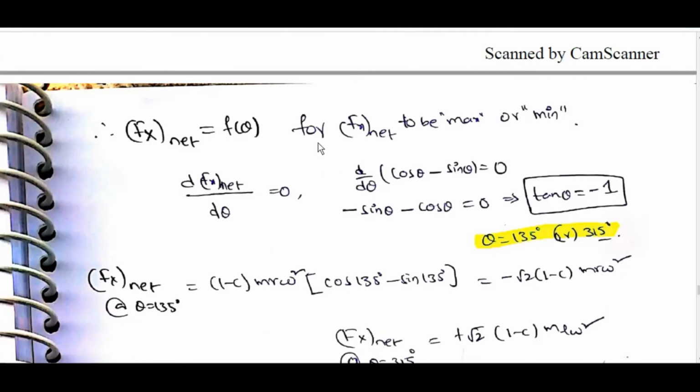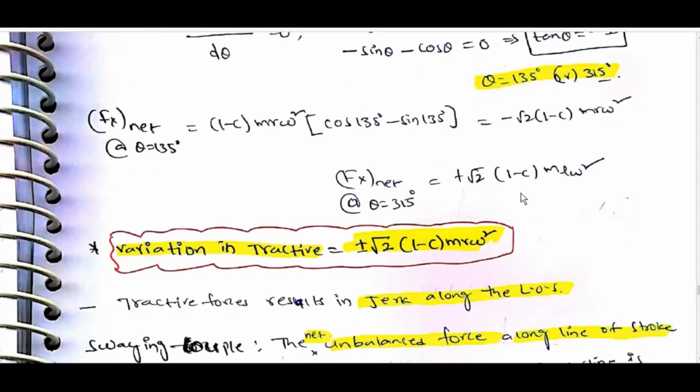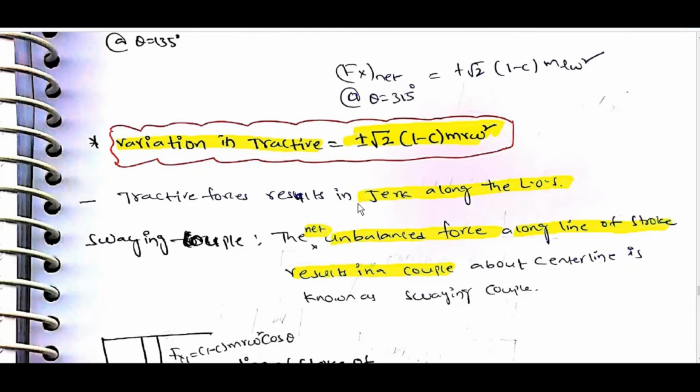Fx net is a function of theta. For Fx net to be maximum or minimum, d Fx net by d theta is equal to 0, which gives theta equal to 135 degrees or minus 315 degrees. Fx net at 135 degrees is equal to minus root 2 (1 minus c) m r omega square, and at the other angle it is equal to plus root 2 (1 minus c) m r omega square. Variation in tractive force is equal to plus or minus root 2 into (1 minus c) m r omega square. Tractive forces result in jerk along the line of stroke.